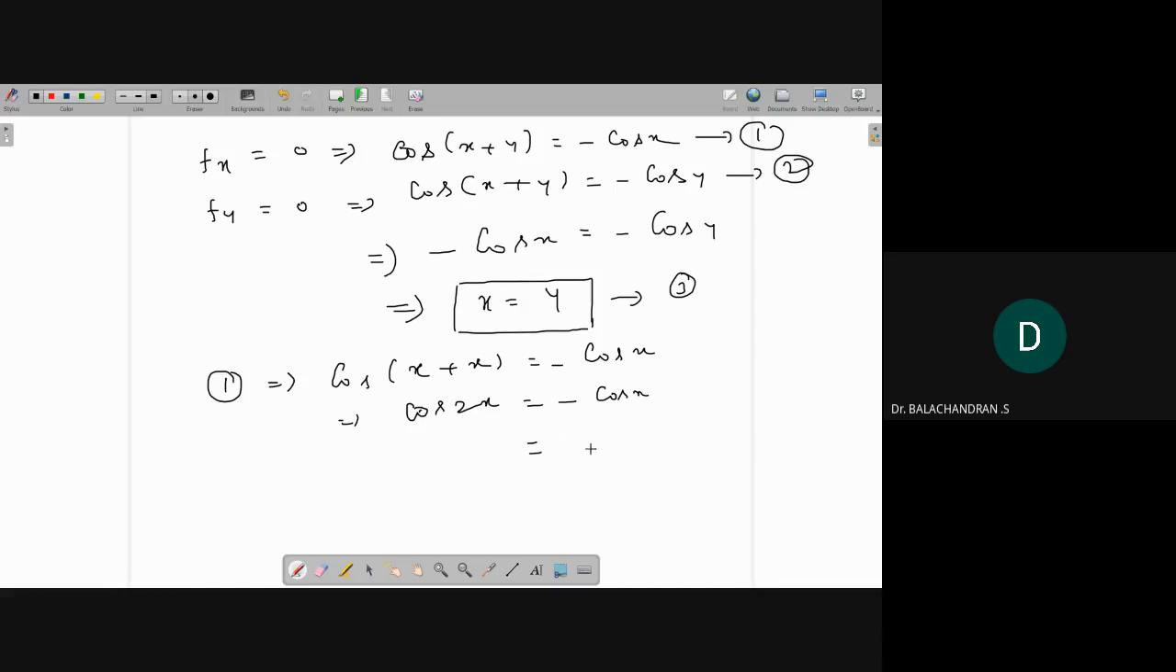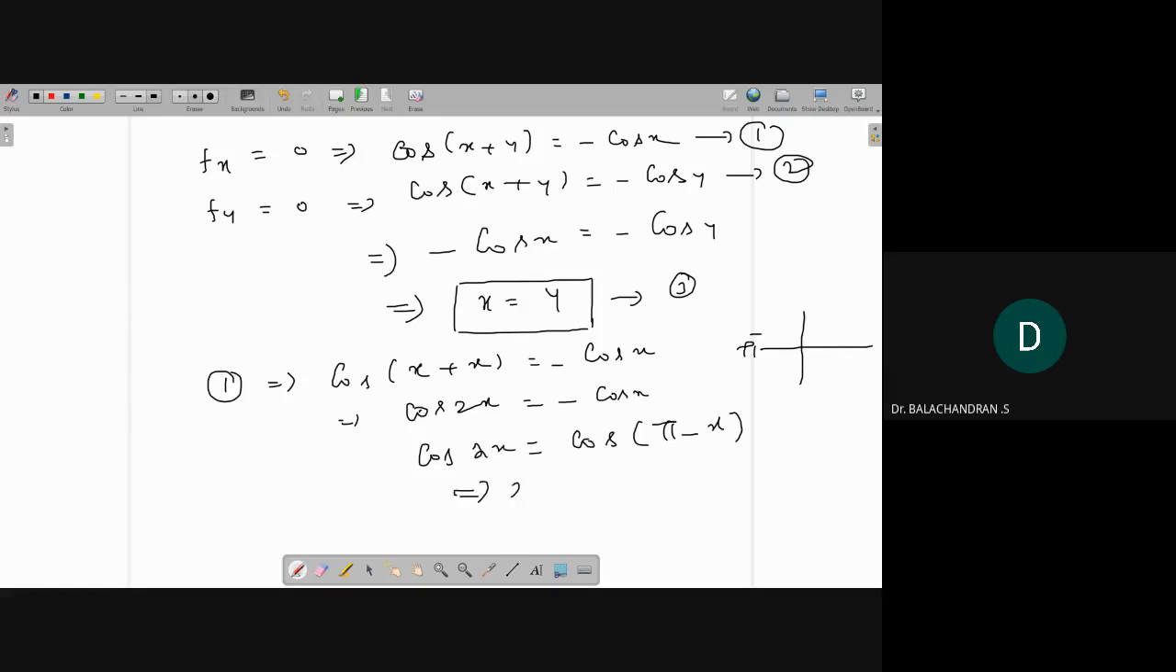So minus cos x you can write cos of pi minus x, because pi minus x is in what quadrant? The second quadrant. In the second quadrant, cos is negative. So cos of pi minus x is minus cos x. So the left hand side is cos 2x, and the right hand side is cos of pi minus x.